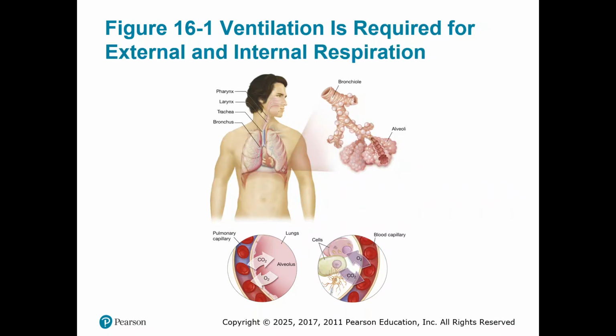Ventilation is required for external and internal respiration. What they mean here is that if I have an integrity problem with the rib cage, problems with the intercostal muscles, or a problem with the diaphragm, then I'm going to have a mechanical problem, and that mechanical problem is going to end up leading to an external respiration problem, a gas exchange problem.